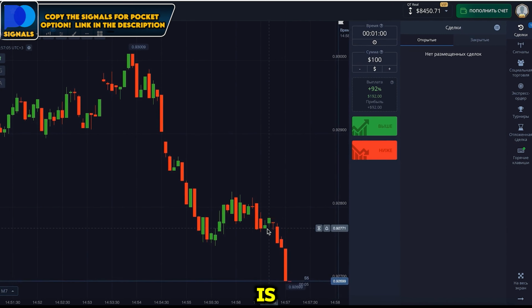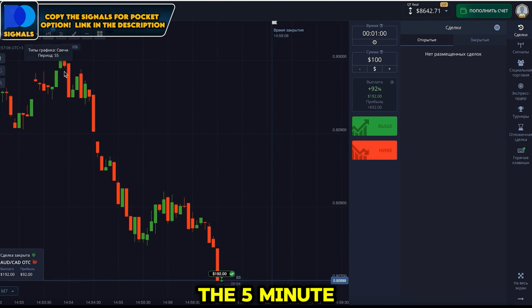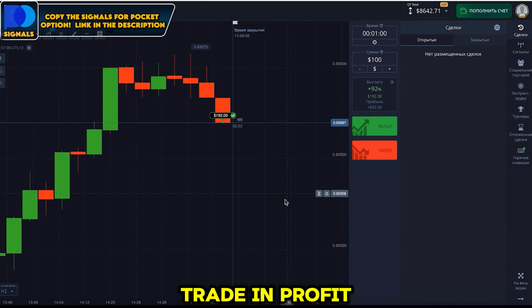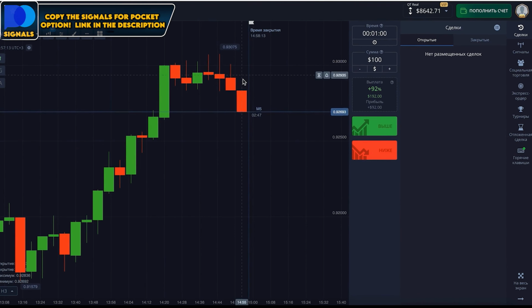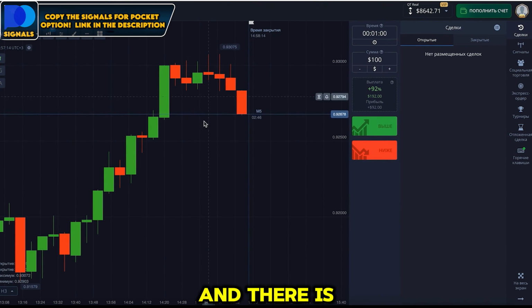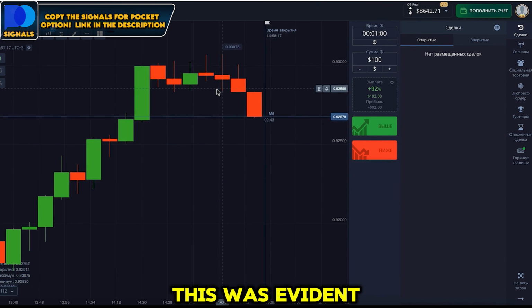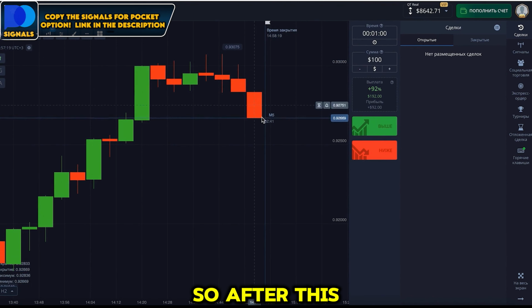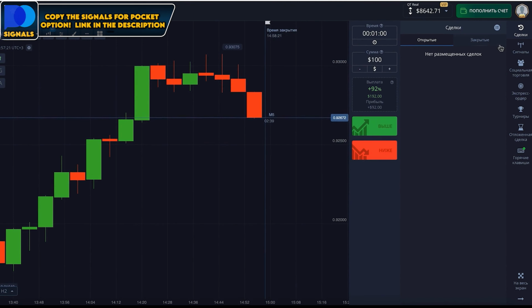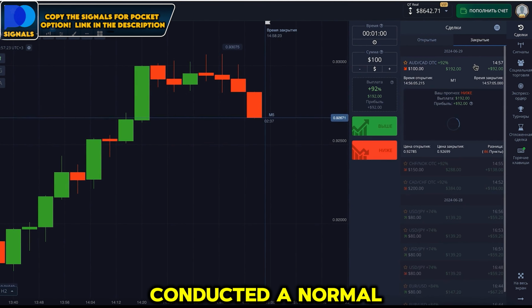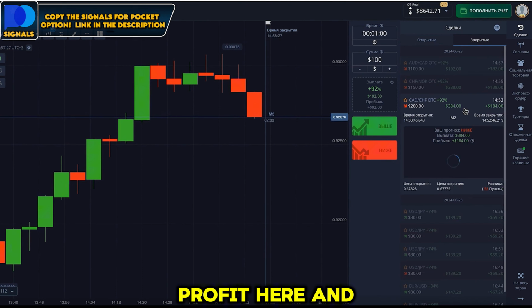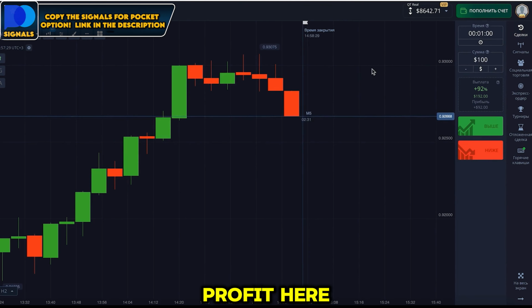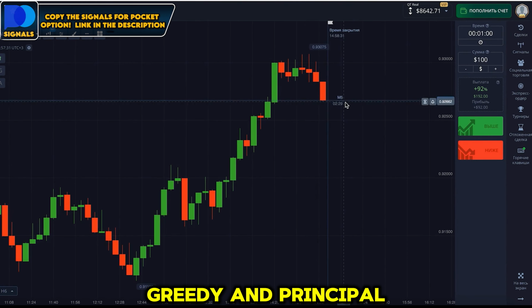Well, here it is. I switched to the 5-minute time frame. We closed the trade in profit. As I said, after seeing the shadows, the buyer's movement has stopped, and there is no more strength. This was evident, so after this, the price will usually fall. So look, I conducted a normal trading session here. We closed the trade in profit here, and profit here. I won't be greedy.